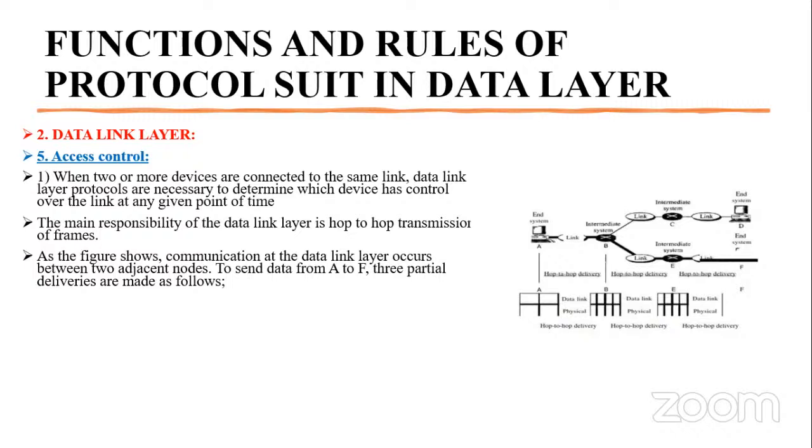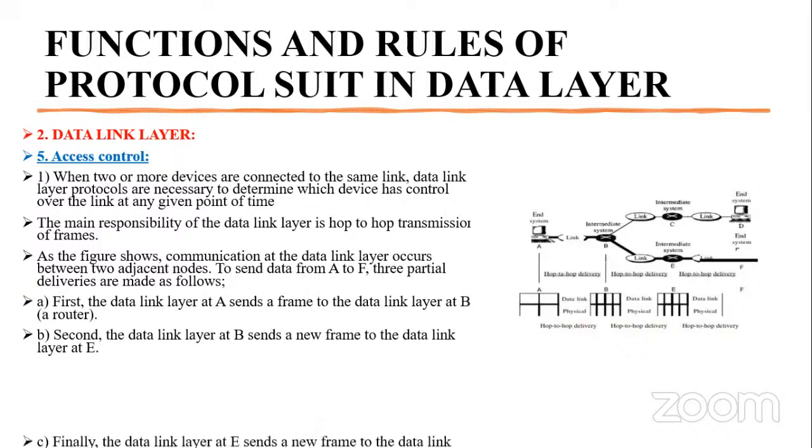Transmission. You can see this picture from A to F. A to B is one hop and B to E is another hop and E to F is another hop. So this is called access control.